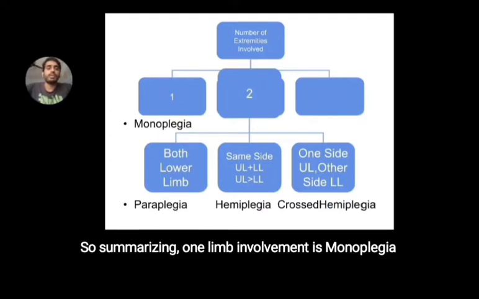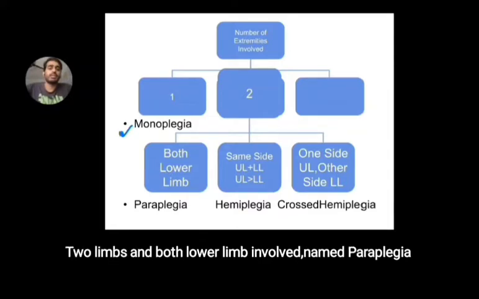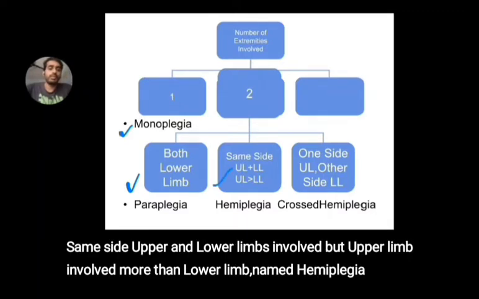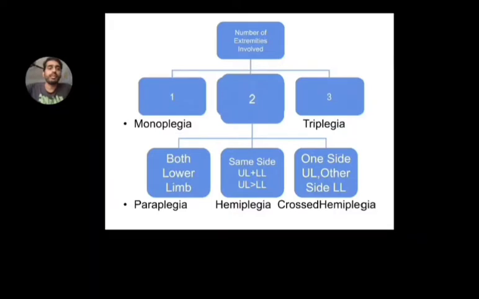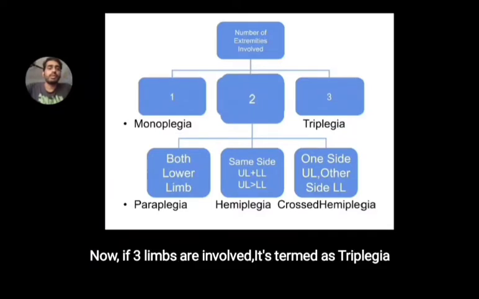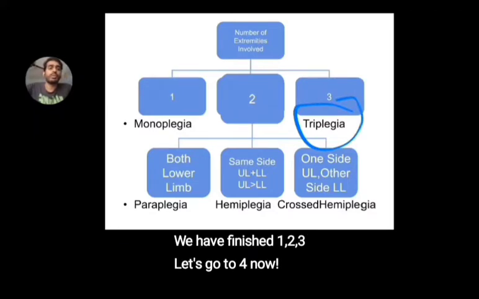So one side, if it's involved, we call it monoplegia. Two sides, if both the lower limbs are involved, it's called paraplegia. If the same side upper limb and lower limb are involved, but the upper limb more than lower limb, we call it hemiplegia. One side upper limb, other side lower limb, we call crossed hemiplegia. Now, if three extremities are involved, then it's called triplegia. So we finished 1, 2, 3.